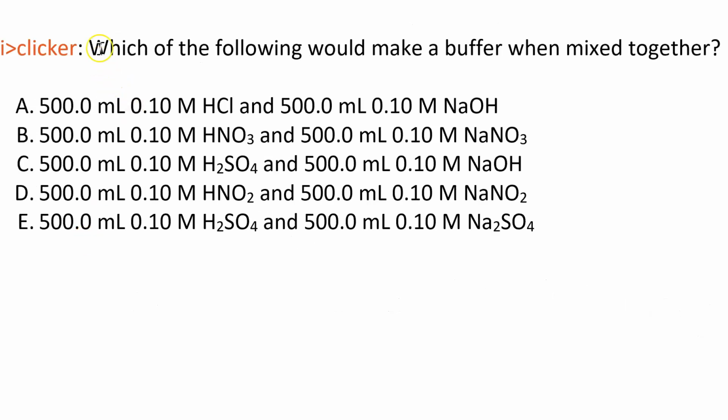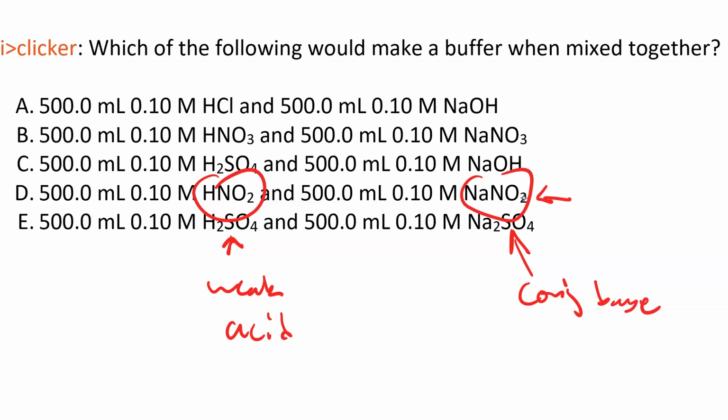Here's a quick exercise to try. Which of the following would make a buffer when mixed together? And so we have some choices. Remember, we need a weak acid and its conjugate base. HCl wouldn't work because it's strong. Same with HNO3 and H2SO4. However, HNO2, that's a weak acid, and NaNO2. That works. So only choice D would work. None of the others would work.